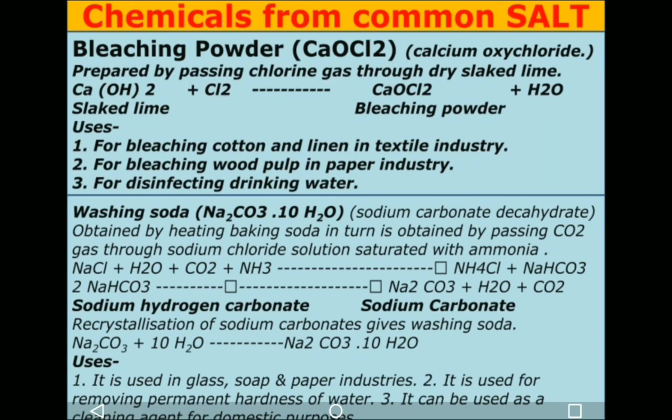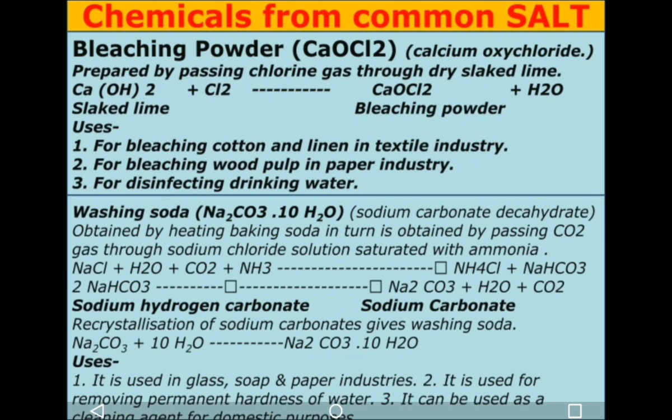As you see on this slide, washing soda is obtained by heating baking soda. There are many methods of preparation, so you just learn any one, as I told you. The second method is recrystallization of sodium carbonate giving washing soda. Just keep that in mind, that is sufficient. But for more information, we will see the first reaction also.